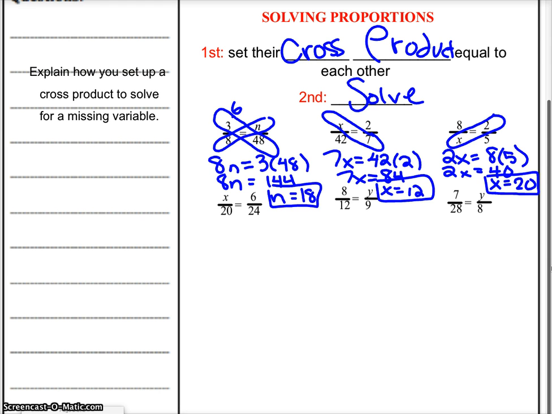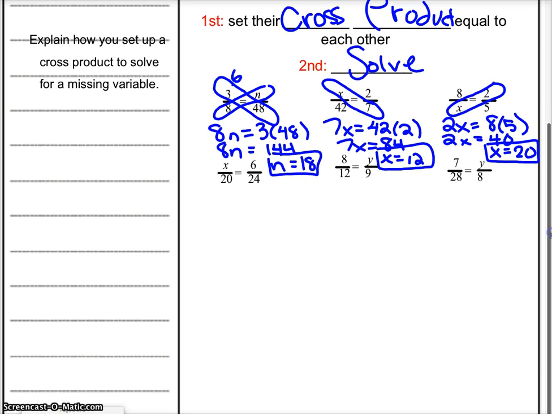Okay, now I'm not showing as much work this next time. I have 24x equals 120. So I just do the actual multiplication. This is where I start. I just find each cross product, and then my last step is I divide. x equals 5.